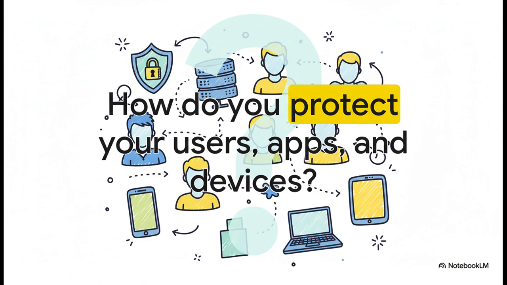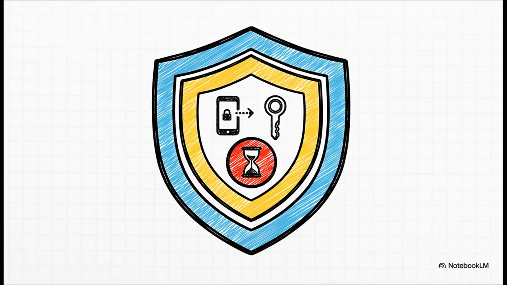And it all starts with the most fundamental question of all: are you who you say you are? So the very first layer of defense is strong authentication. And a key power an admin has is the ability to enforce two-step verification, or 2SV, for everyone.